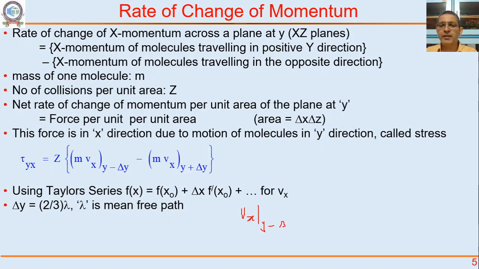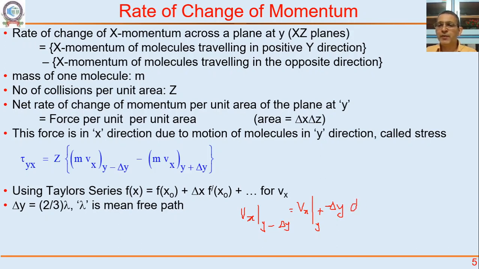I'm going to write a Taylor series for this. Vx at y minus delta y would be equal to Vx at y plus delta y. Now delta y is negative, therefore that minus delta y. If you like, you can write plus here and write it as minus delta y into the derivative of Vx, dvx.